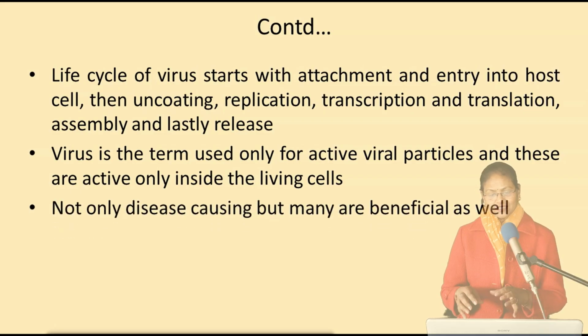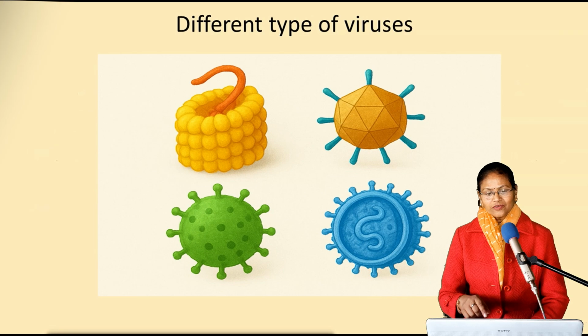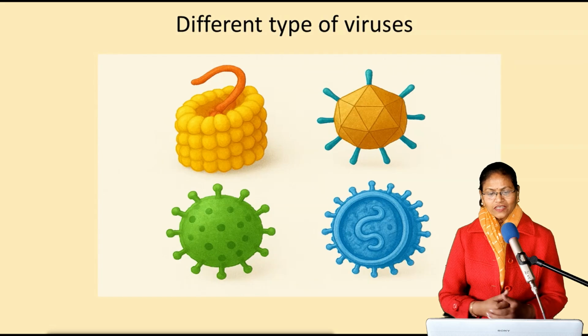Not only disease causing viruses are there, because most of the time we think that viruses can cause different types of diseases, which is true also. But then there are many beneficial viruses also. So these are different types of viruses. Here you can see the first one, the yellow one is the rod shaped virus, TMV, and then the others, you may see the spikes and all. So different types of viruses are there.